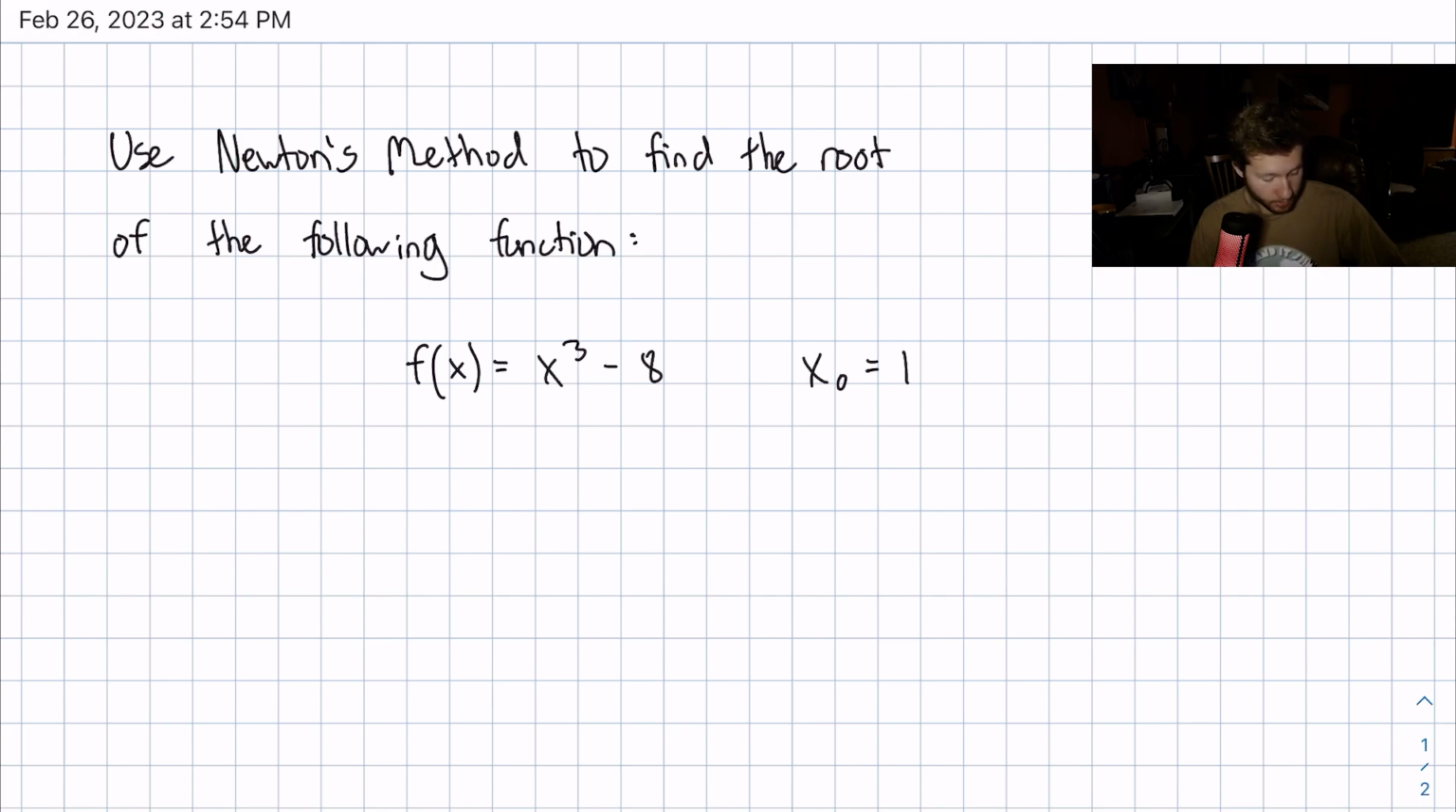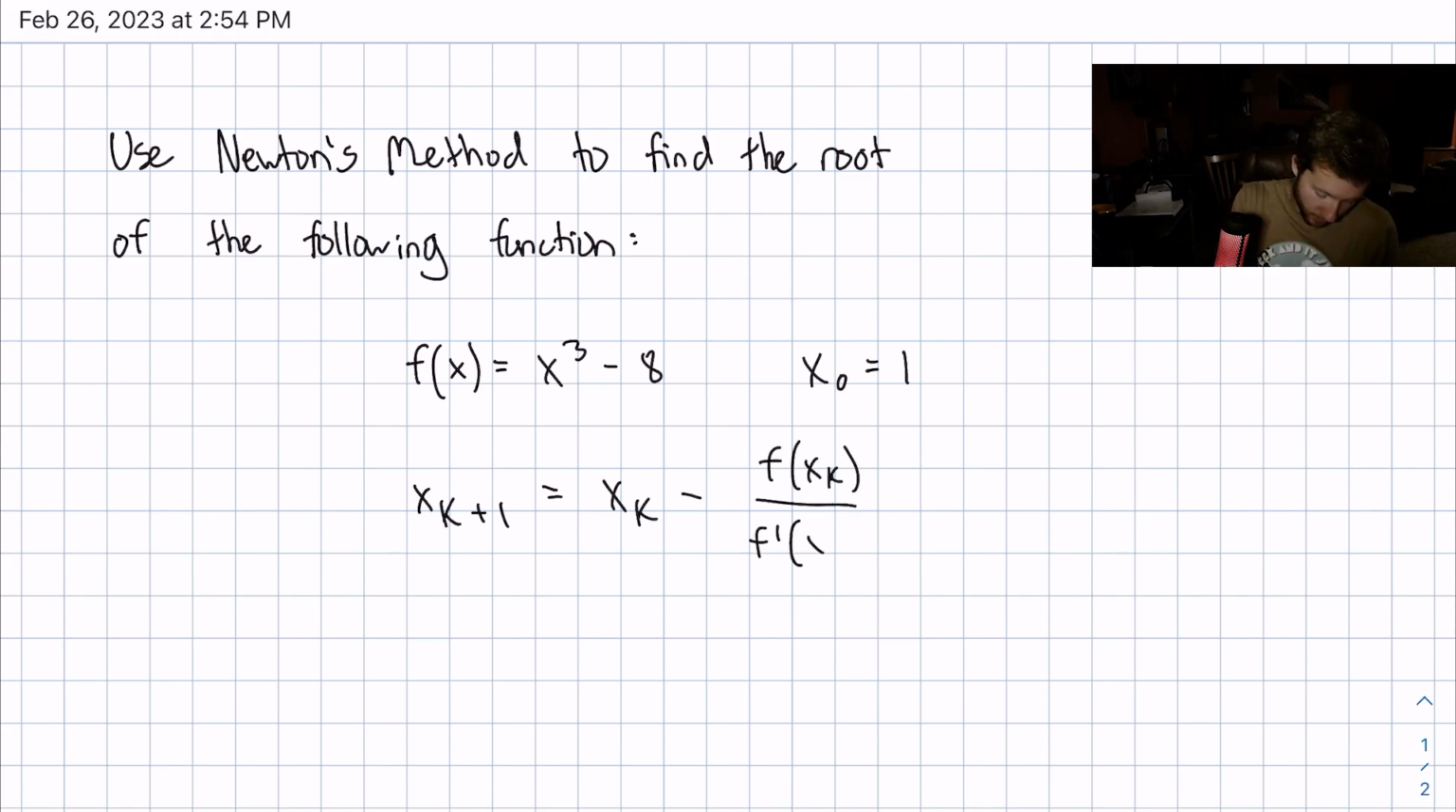So our first example is going to be: use Newton's method to find the root of the following function. So we got a function f of x equals x cubed minus 8 with an initial x of 1. So to start off with this, we look in the handbook and we see what the formula is for Newton's method. I'm going to write it in a slightly different way because that's the way I learned it. In essence, it's exactly the same. So x of k plus 1 equals x of k minus f of x of k over f prime of x of k. So there's our formula for Newton's method.